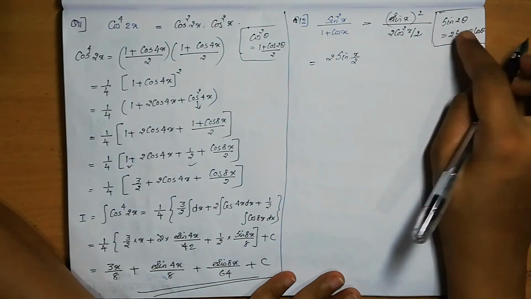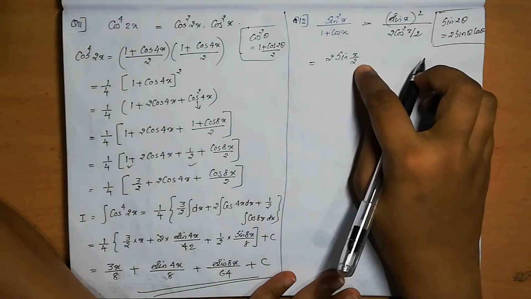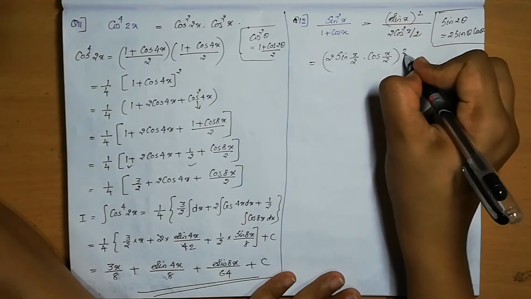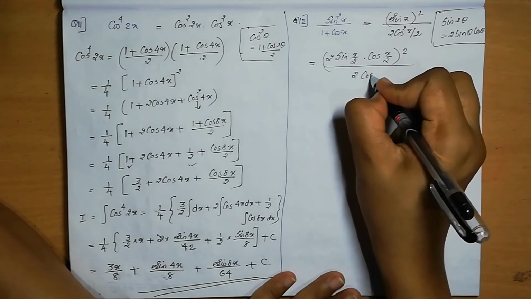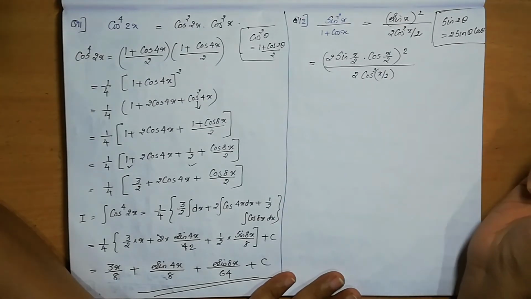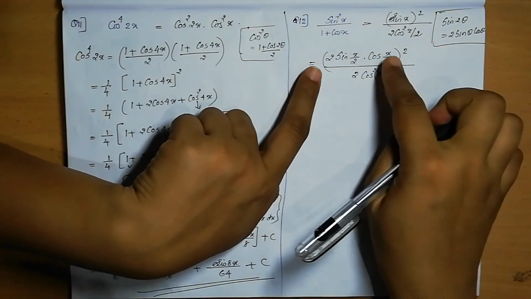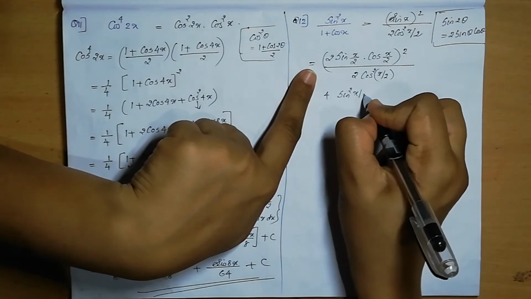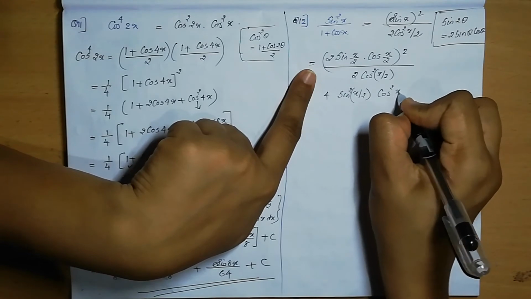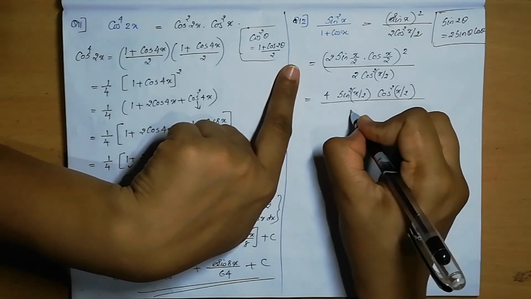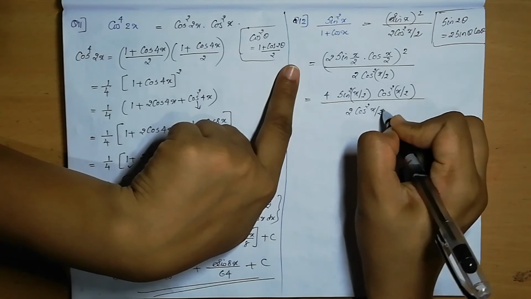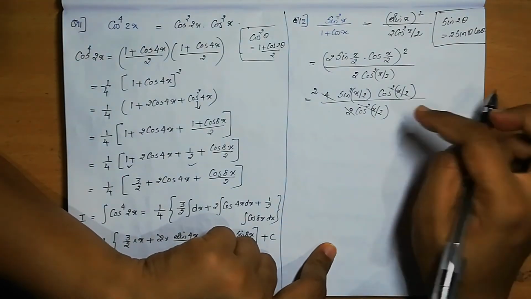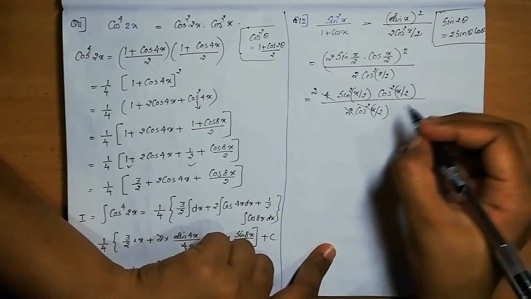Here, 2 theta is double the angle, so theta is half of the angle; here theta is x, half of the angle means x by 2. So 2 sin x by 2 into cos x by 2, the whole square, by 2 cos square x by 2. The whole square: 2 square is 4, this sin square x by 2 cos square x by 2 by 2 cos square x by 2. This 2 and 4 will cancel, we get 2, and this cos square x by 2 and cos square x by 2 cancel, so what is remaining? 2 sin square x by 2 is remaining, right?